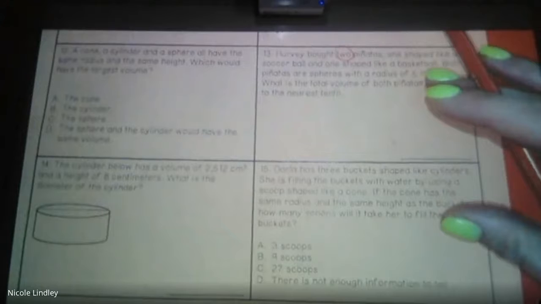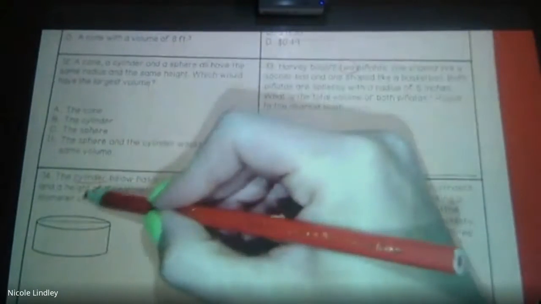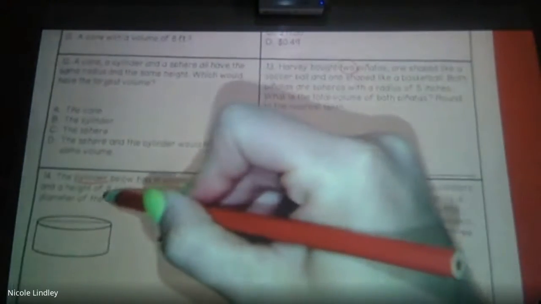I'm going to do the number 14. It says the cylinder below has a volume of 2,512 centimeters cubed. That's the volume, guys. And this is a cylinder. It has a height of 8 centimeters. What is the diameter of the cylinder?